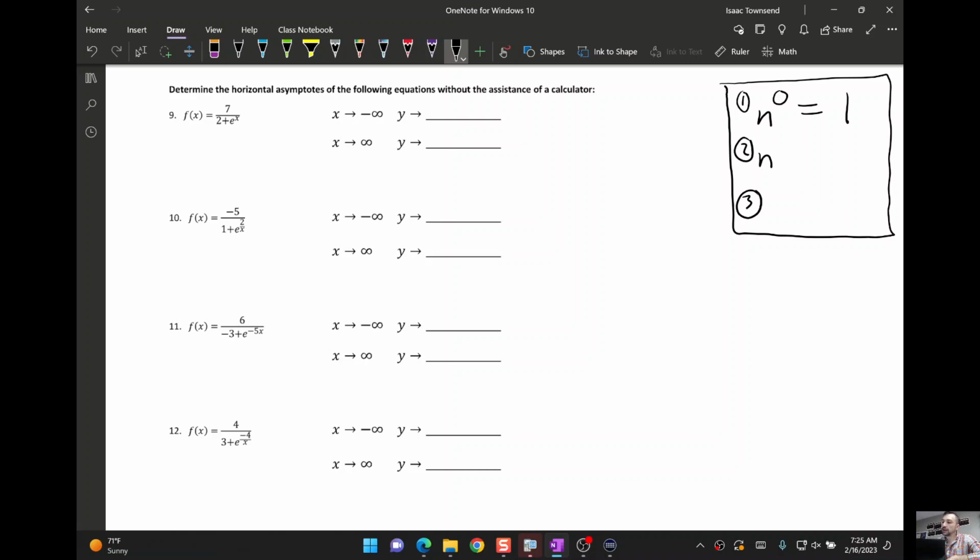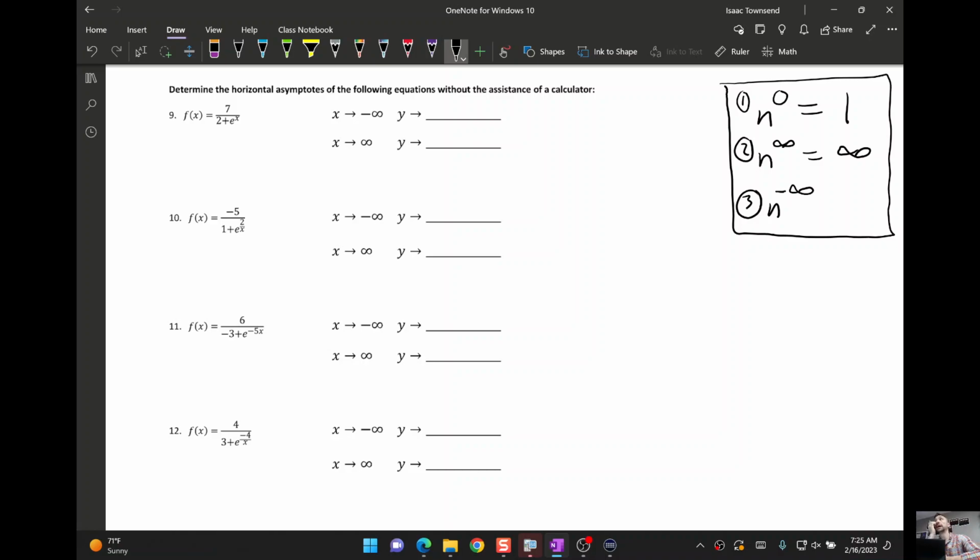What about if you have a number and the exponent just keeps getting bigger? What's going to happen to this? It's just going to keep getting bigger. So that goes to infinity too. And then the last one. Not every question needs all 3 of these, but at least one of these comes up in every question.